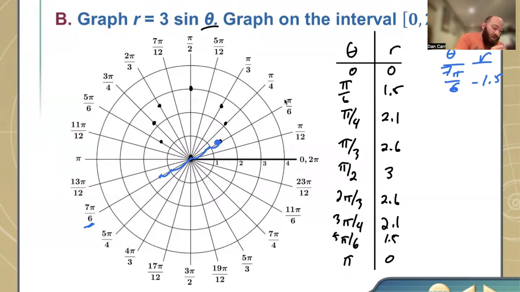So I don't need to do any more thetas at this point because it's just going to map back on itself. So again, I get this circular shape right here when I connect them all. So that's going to be my polar curve from this.